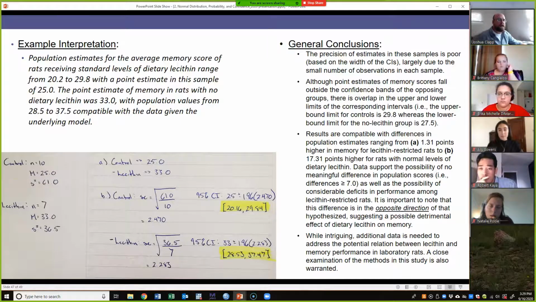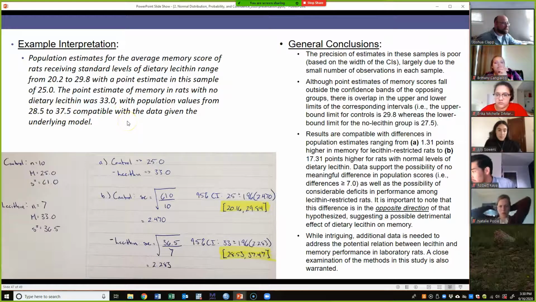So if we're going to go through and create examples, we say population estimates for the average memory score of rats receiving standard levels of dietary lecithin, 20.2 to 29.8, with a point estimate of 25. Point estimate in rats with no dietary lecithin, 33, with the population ranging from 28.5 to 37.5.